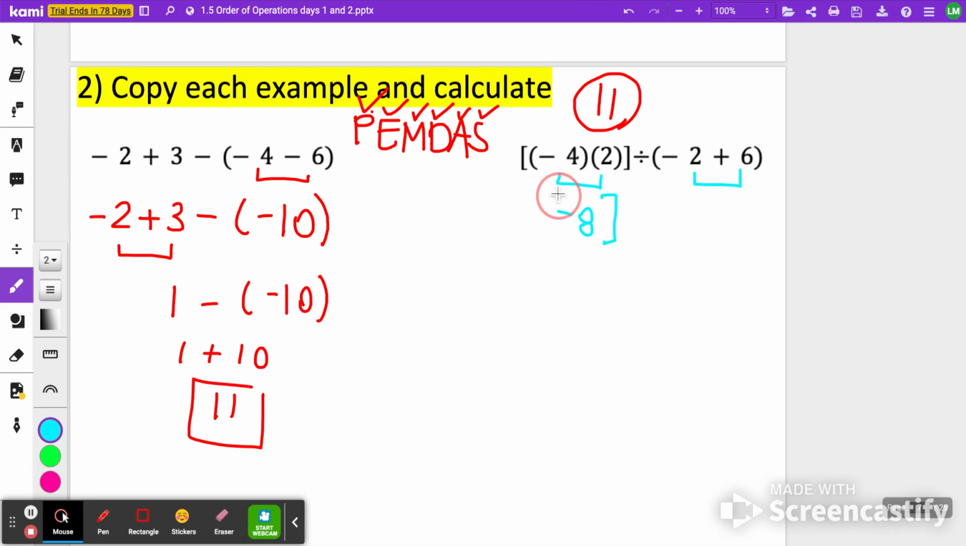Notice I still have a bracket around that, so I'm going to keep that negative 8 in the bracket, bring my division sign down, and then negative 2 plus 6 is equal to 4. So now I have this negative 8 divided by 4, and that is equal to negative 2.